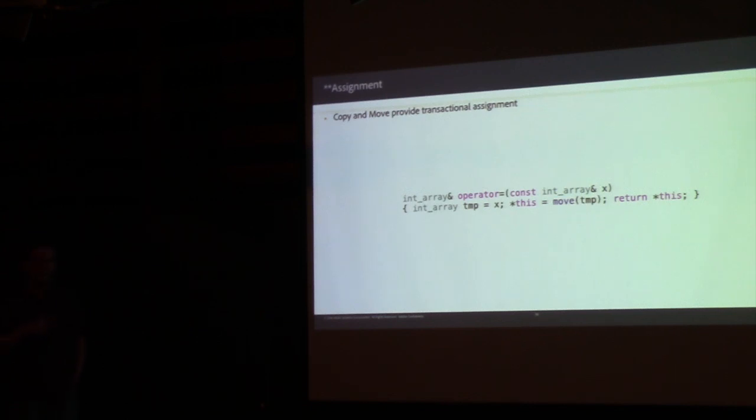The problem is the rules around auto-generating operator equals. If I did that, then this object technically would not have a move assignment operator. Chandler says if you have a by-value move, you are move assignable and copy assignable. That is absolutely true from the traits class.